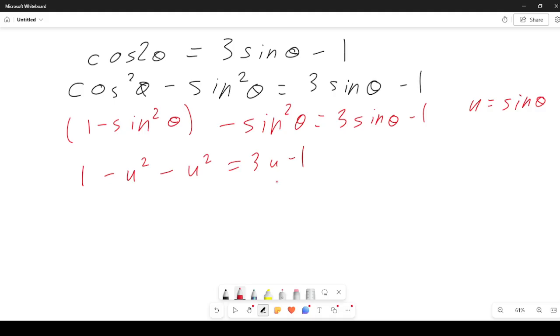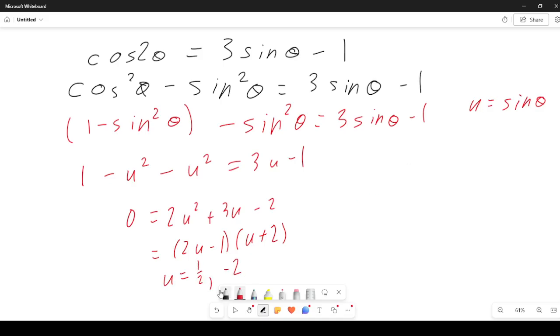Then let's move everything to the right. And I get 0 equals 2u squared plus 3u minus 2, which factors into 2u minus 1 times u plus 2. So that means u is equal to either 1/2 or negative 2. Well, we can strike negative 2 out right now because we can't make sine equal to negative 2. So we're really just dealing with u equals 1/2.